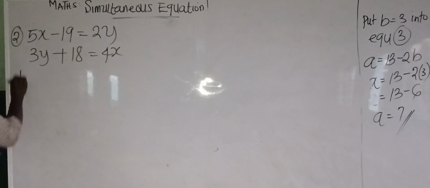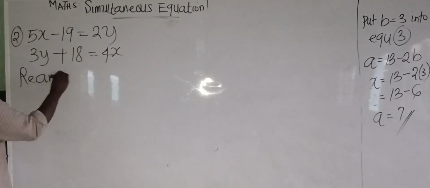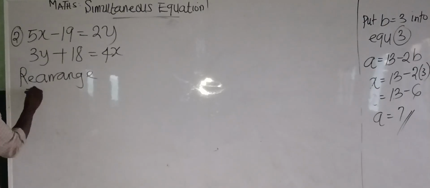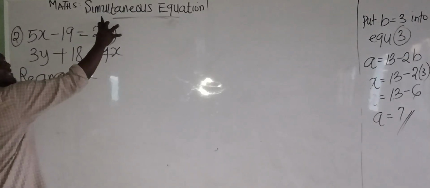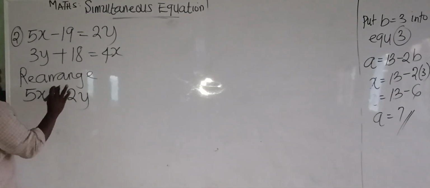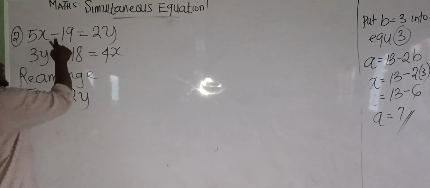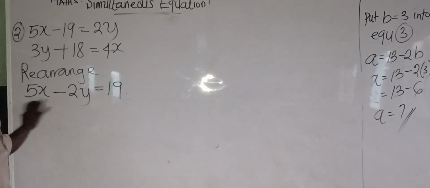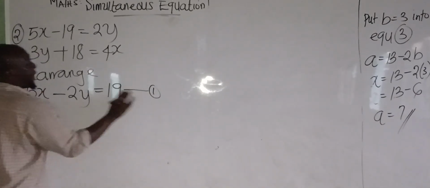So we say rearrange. I will start from this. Here I have 5x. Now we'll take this one inside. This is plus 2y. Take it inside. That will give me minus 2y. Then minus 19 goes over. That becomes plus 19. That is settled. So this is my equation 1 now.